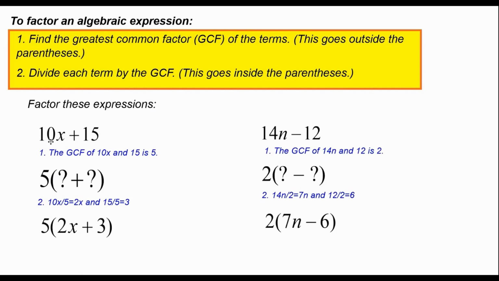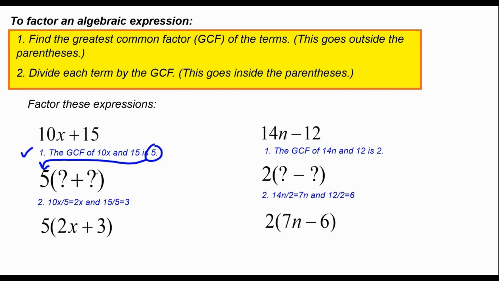So factoring these expressions, 10x plus 15. So our goal today is to take this and rewrite it to look like what it looked like before we used the distributive property. So what did this look like before we got rid of the parentheses, basically, is what we're trying to do. So the first thing we need to do is find the greatest common factor of the terms. The greatest common factor of 10x and 15 is 5. That's the greatest common factor of 10 and 15. So 5 is going to go outside the parentheses. We knew that both of these terms were multiplied by 5 to get them.